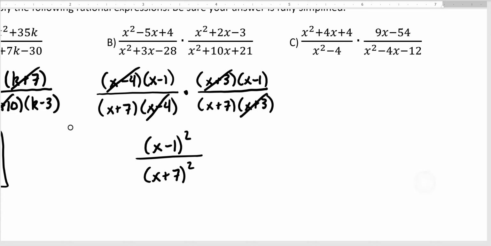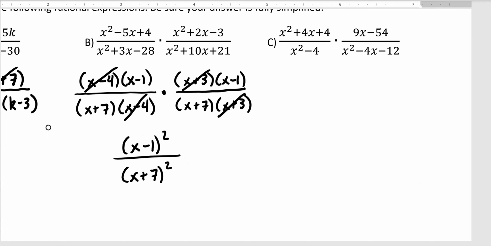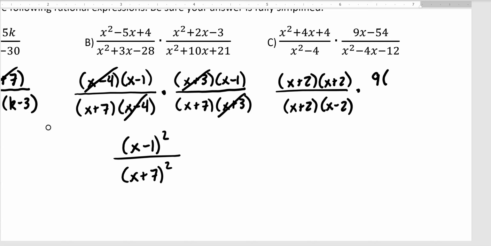And that would be my product when I multiply these two fractions. All right, let's do one more together, looking at letter C here. So factoring out here, we're going to have x plus 2 times x plus 2, and that's going to go over x plus 2 times x minus 2. Well, there's one factor we can divide out already. 9x minus 54. Goodness, we can factor 9 out of that, and that'd be x minus 6. And then x squared minus 4x minus 12, so that would be x minus 6 and x plus 2.